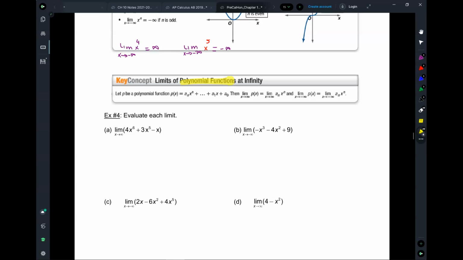So at infinity, we only ever look at the term with the highest exponent. The other ones, compared to that first exponent, are negligible, is what we call them. So because it's at infinity, you can ignore these and just take a look at that. And so as x approaches infinity, what would 4x to the 6 be? Positive infinity.